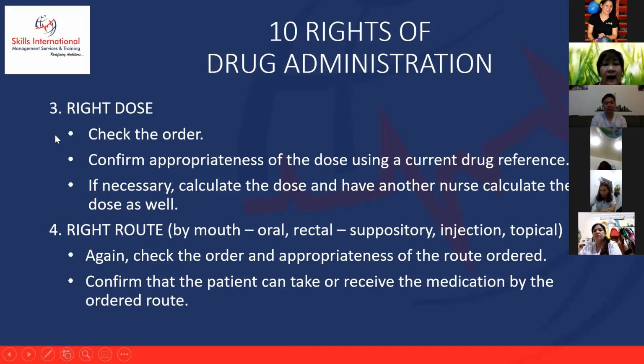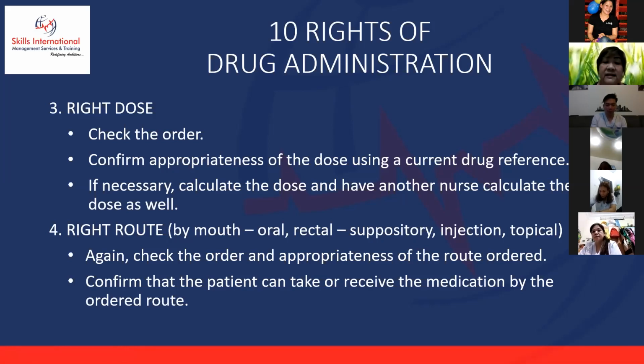Now we have the right route. Okay? Route means where it is going to be given. Like by the mouth, it is oral. By the rectal, it is rectum, suppository. Injection, either it is to the sub-Q or intramuscular, or the topical. Topical is on the skin. So you must have the right route.